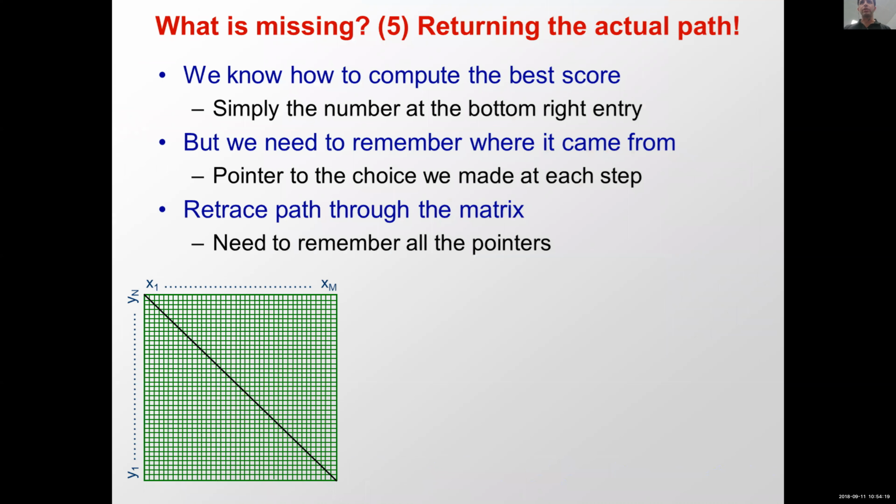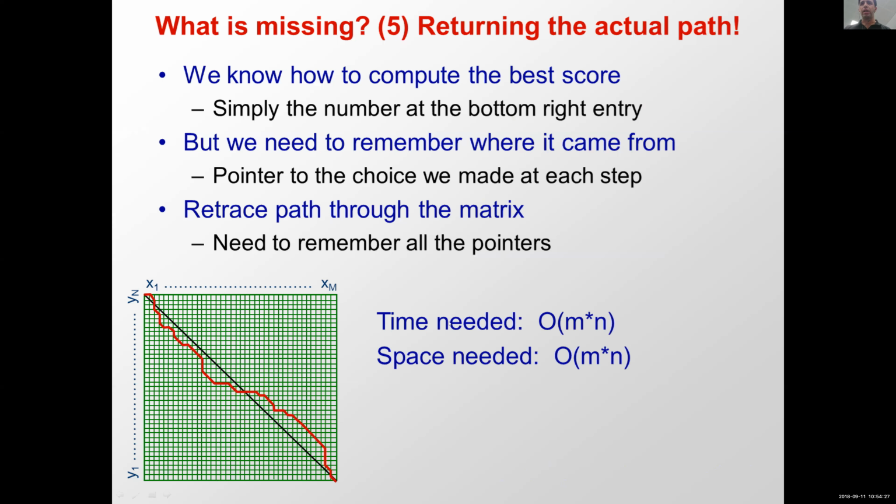So lastly, to construct the path, we know how to compute the best score. We need to remember where it came from so we can trace back through the matrix. And the time needed to fill in this entire matrix is order m times n. For every entry, we only spend constant time, so the total time is simply the number of entries. And the space needed is also order nm, because we need to trace back and remember all the pointers.